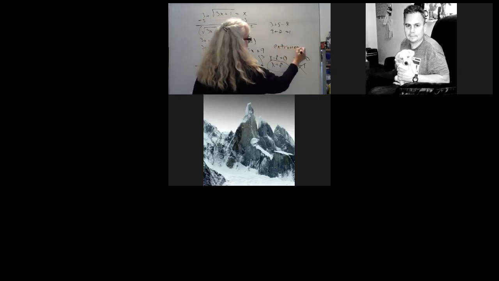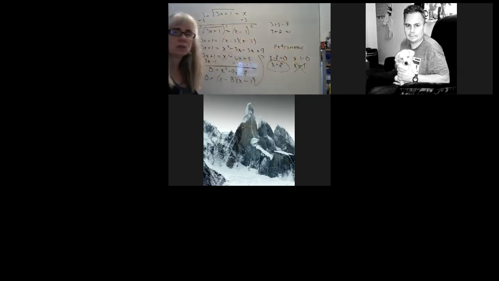Simply means that it comes out of the solving process, but it doesn't work when you check it. So only the 8 works. I really like this problem. You're going to see something similar to this both on the homework tonight and also this week's quiz. So it's a good quiz question. So make sure you can work it.